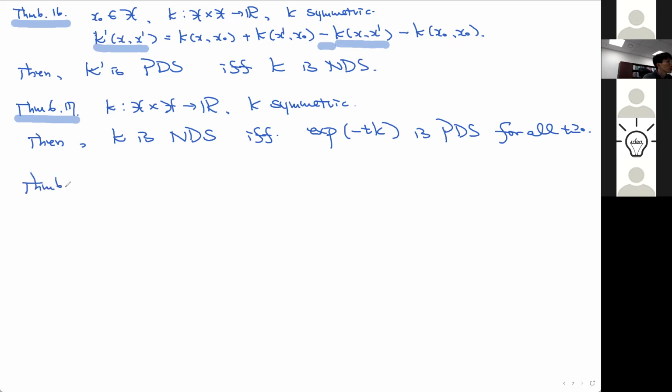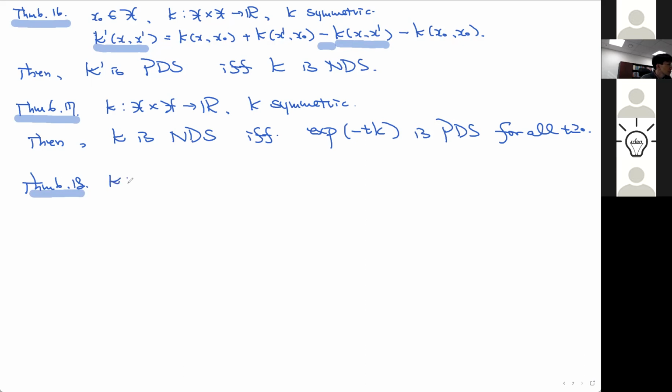So this gives an answer: PDS is the one, NDS is the one that we are looking for. But theorem 6.18 now says some other things. Up to now you may say NDS is great, but it looks like NDS should behave a bit like a squared distance. Is it really the case? Theorem 6.18 says that actually that is the case.